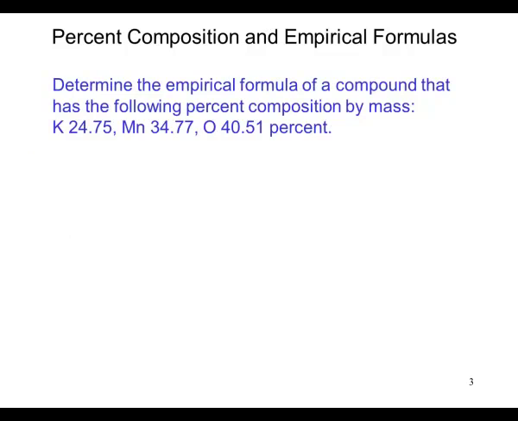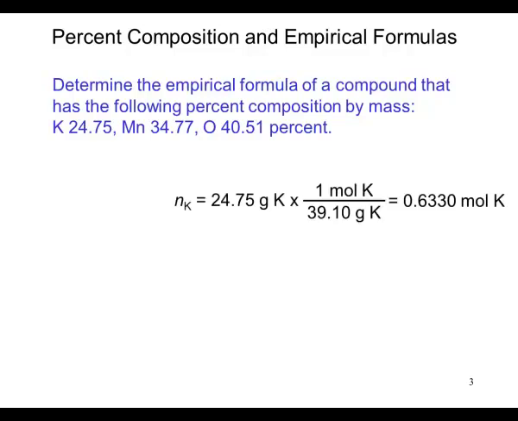Empirical formulas can be calculated from the percent composition. In this example, determine the empirical formula of a compound that has the following percent composition by mass. For potassium, 24.75, manganese, 34.77, oxygen, 40.51%. First, we calculate the number of moles of each element. The number of moles of potassium is 24.75 divided by 39.10, or 0.6330 moles.